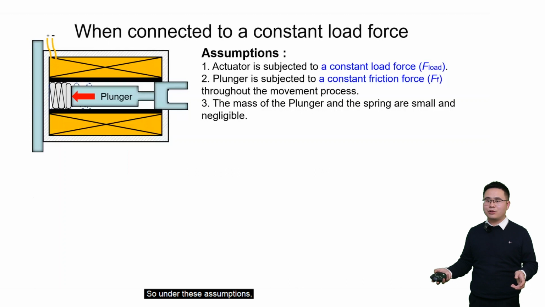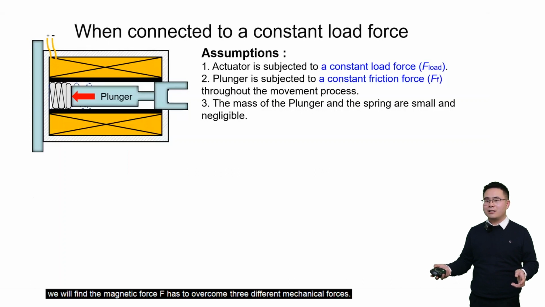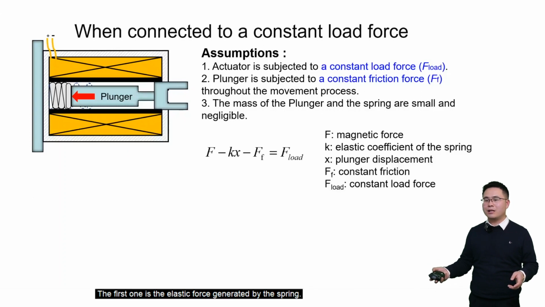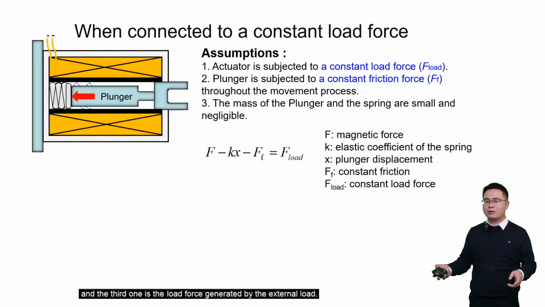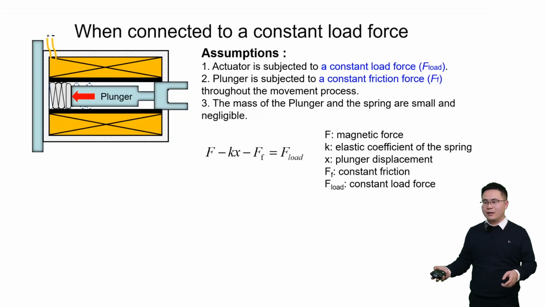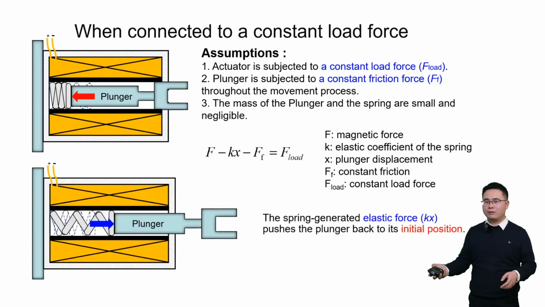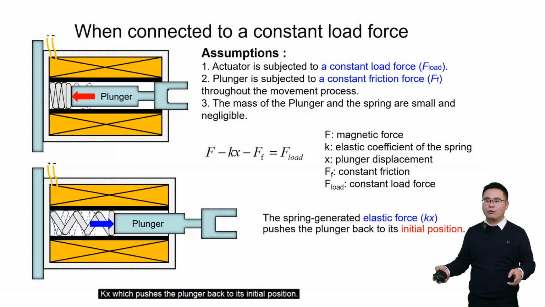So under these assumptions, we find the magnetic force F has to overcome three different mechanical forces. The first one is the elastic force generated by the spring. The second one is the friction force. And the third one is the load force generated by the external load. And when the power is off, the spring will generate an elastic force, Kx, which pushes the plunger back to its initial position.